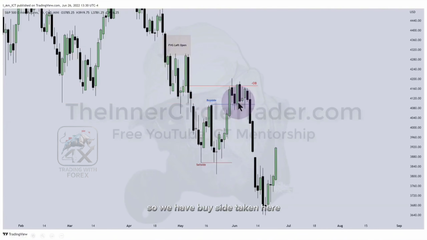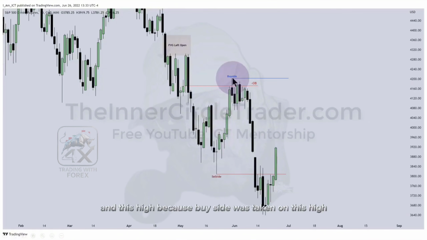So we have buy side taken here. The sell side was taken here. So now the sell side changes to here, because the dealing range is now defined by this low and this high, because buy side was taken on this high, sell side was taken on this low here. So we have a dealing range here. How do we find that useful?